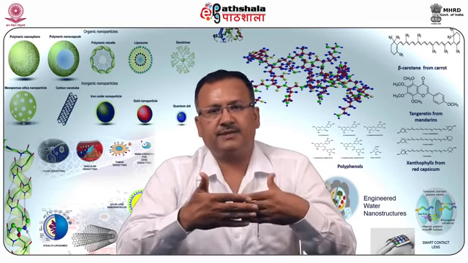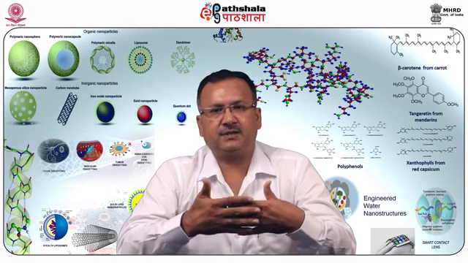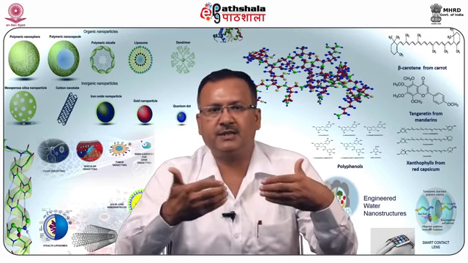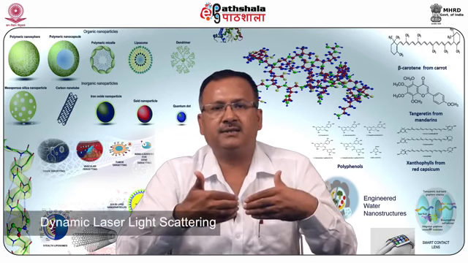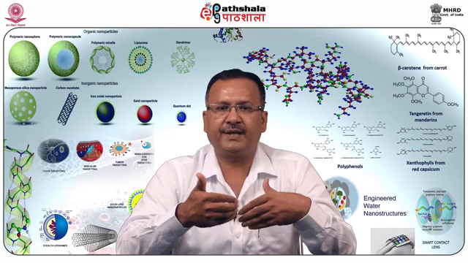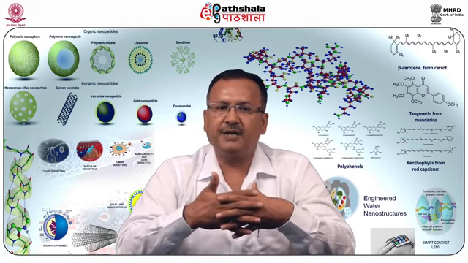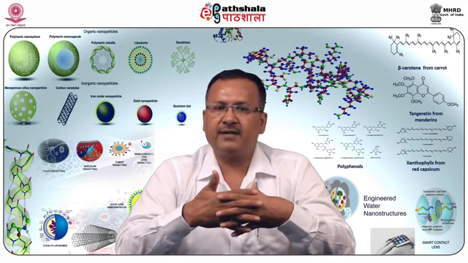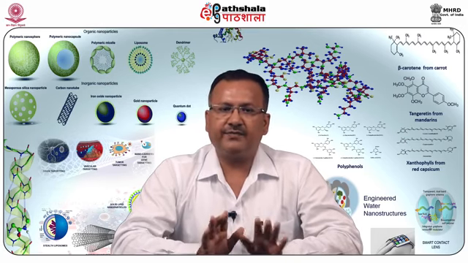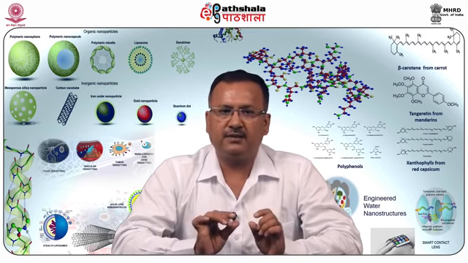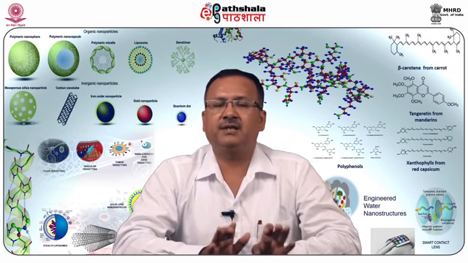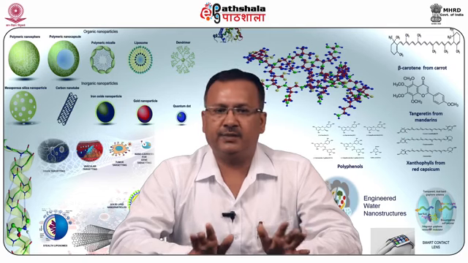These spectroscopic techniques are broadly classified into three categories. One is dynamic laser light scattering, which is based upon the principle of scattering of light. It is widely used to determine particle size and aggregation degrees in suspensions. It gives information on the particle size only, and it can be applied to determine the size of nanoparticles in the range of 10 to 100 nanometers.